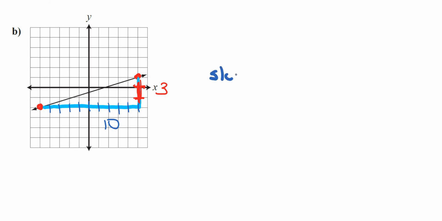All right, so the slope is your rise over your run. So the rise is going to be 3, and the run is going to be 10. And this slope is positive because if I put my person on the far left-hand side, this person is going up the hill. So slope is 3 over 10.